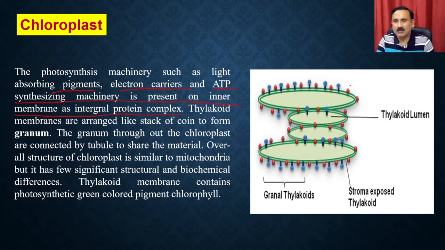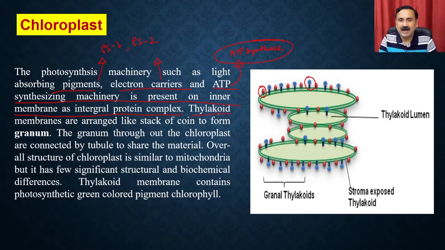So these are the thylakoid membrane where you have the integral membrane proteins, and all these integral membrane proteins are actually having the complexes which are responsible for the light absorbing complexes like the PS1 as well as the PS2. And then it also has the electron carriers like the cytochrome C and other kinds of electron carriers like the Q electron carriers, and then it has the ATP synthesizing machinery similar to the mitochondria. So it also has the ATP synthase which is also going to participate in the ATP production.